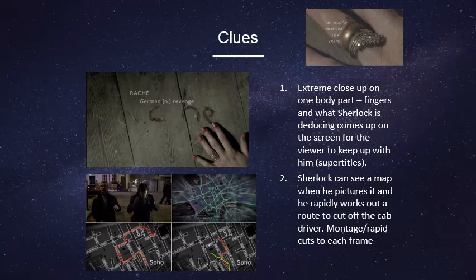Later, when they're chasing somebody, he can see a map of London and he can work out the route to cut off the cab driver. This really quick reasoning shows you just how impressive Sherlock's brain is and how fast he can think compared to the ordinary person.